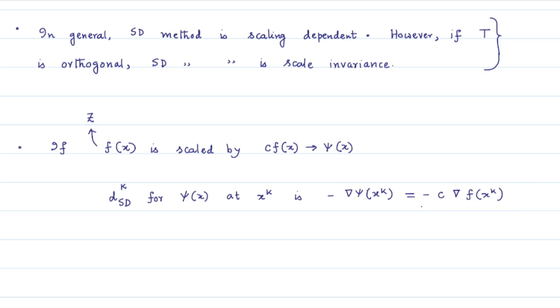which we note gives the same descent direction as for the original objective function f, provided this c is positive. So if this factor c is positive, then the steepest descent method is independent of the scaling of the dependent variable z.